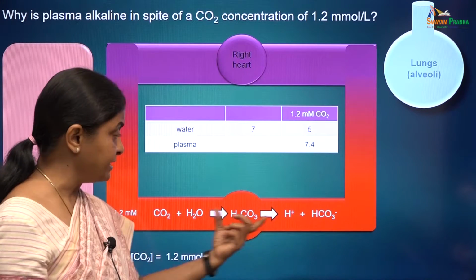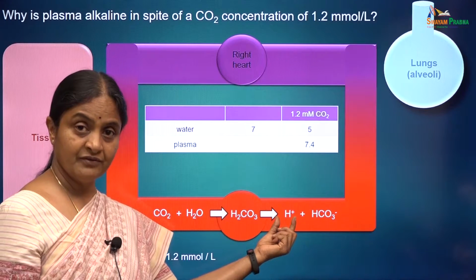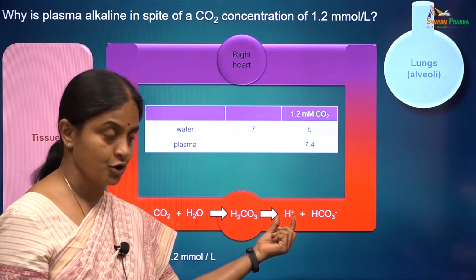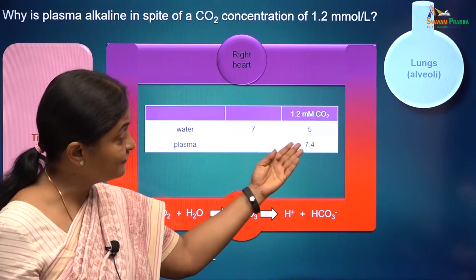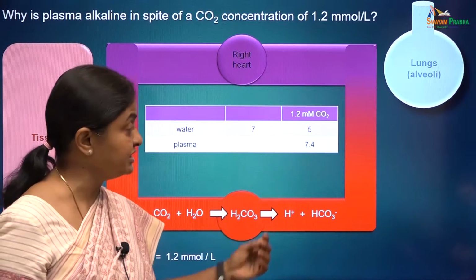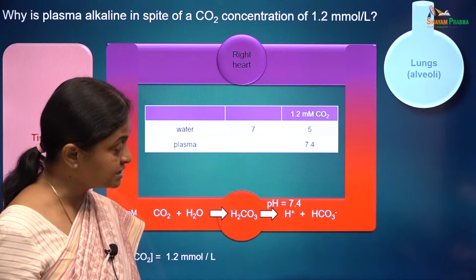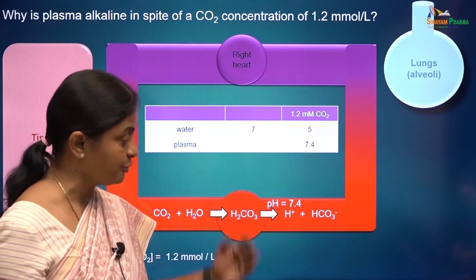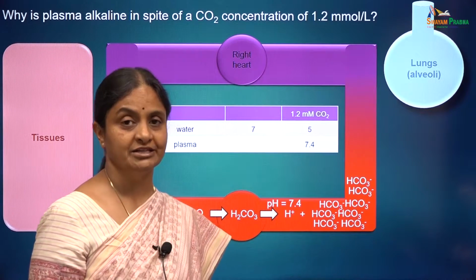If this reaction had occurred in plasma, then there will be an excess of free hydrogen ions and pH should have dropped. Why is it that plasma pH has not decreased? In fact, it is increased to more than that of water. The answer to this question is that plasma pH is at 7.4 because plasma has an excess of bicarbonate ions.